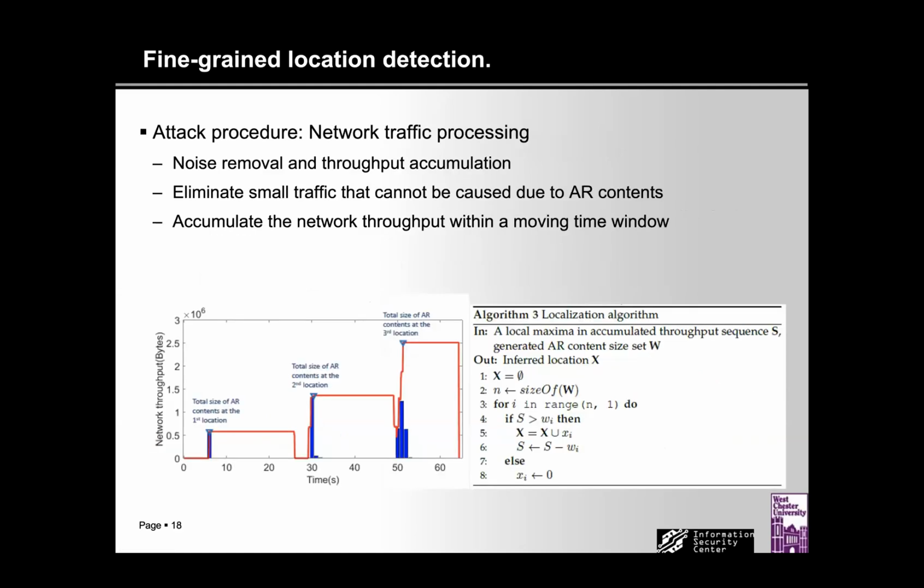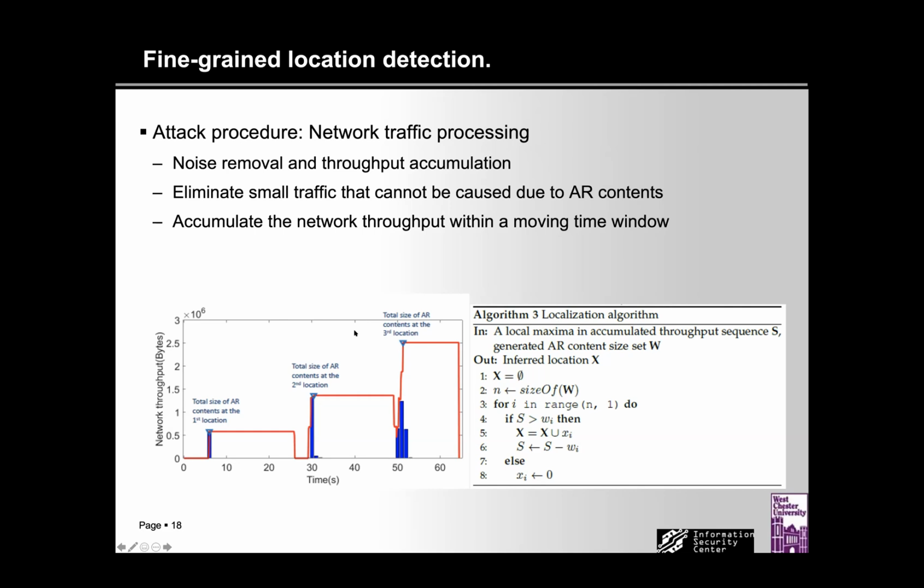So the fine-grained location detection, after we successfully detect this AR content, the next thing is how to process the network traffic information. So we know that in the real world scenario, once you run this experiment, the network traffic contains a lot of noise. So we need to first run through this noise removal and also accumulate the sum of the throughput numbers together.